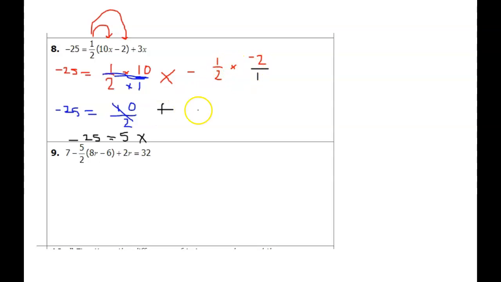A 1 times 2 is going to be 2. And in the denominator, a 2 times 2 is going to be 4. Guys, 2 over 2 is just what? 1. So this is going to be a plus 1. So I want to come over here now, and I want to solve for x. Negative 25 equals 5x plus 1. All right. I am going to subtract 1 on both sides.